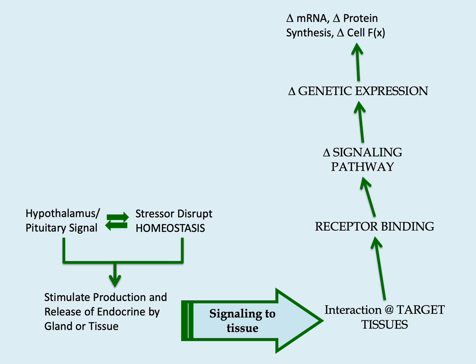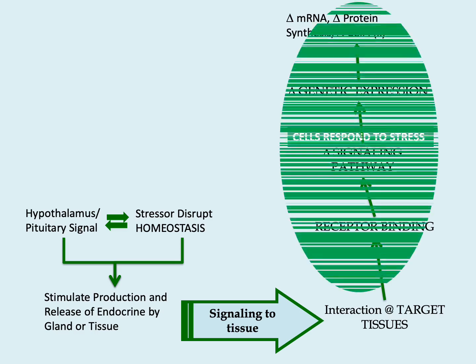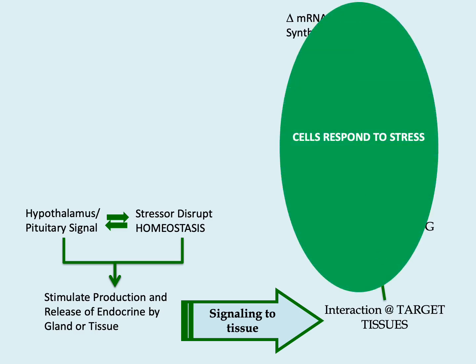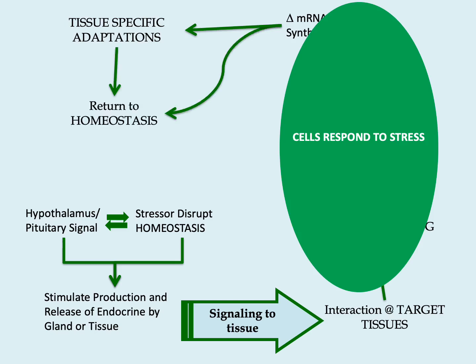The change in genetic expression leads to a change of RNA, which leads to a change of proteins, and the change of proteins leads to the change of cell function. This whole part is how cells respond to the stress. The response at the cell and the response within the tissue is going to lead to a tissue-specific adaptation to that stress, or to that perceived stress.